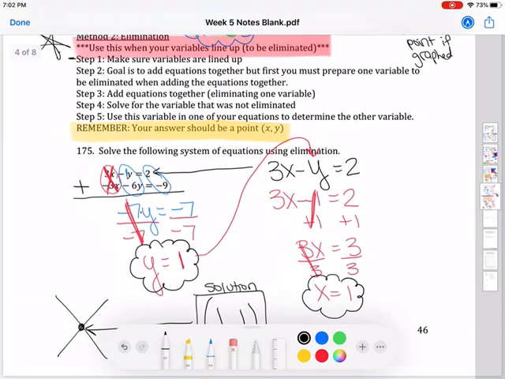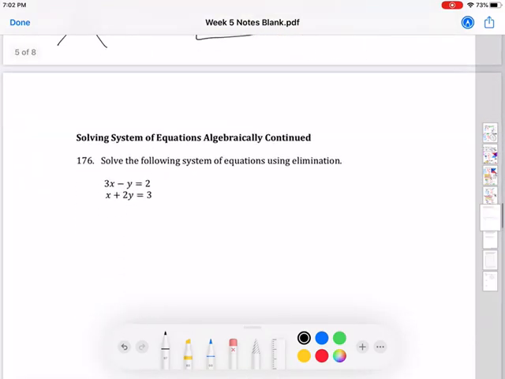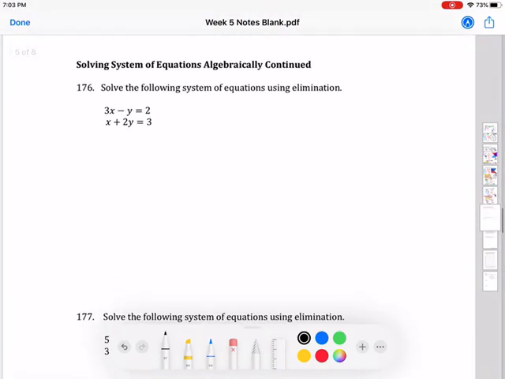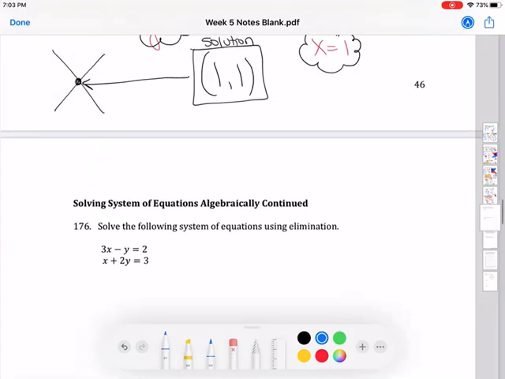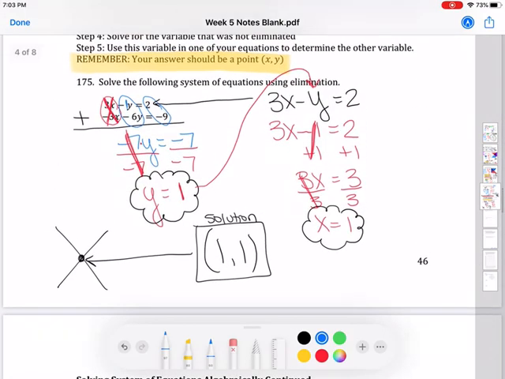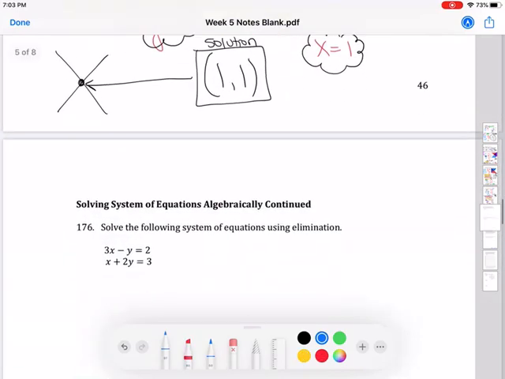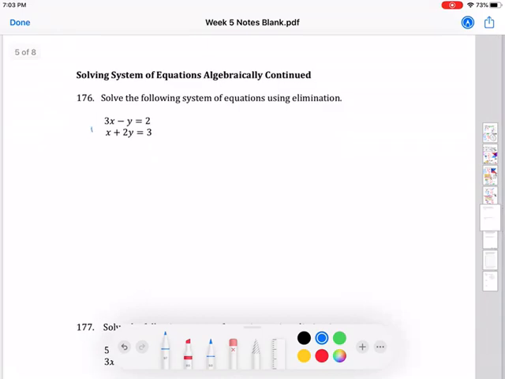Okay, so that's the gist of elimination. You want to add your equations together, and in doing so, you want one of your variables to get eliminated. Now the problem with elimination is oftentimes you're not going to be given this beautiful setup in the red right here, where they just were set up to cancel that way. If you look at number 176, if I go to add these equations together right now, I get 4x minus 1y, and neither of my variables canceled, and I'm not closer to solving this.